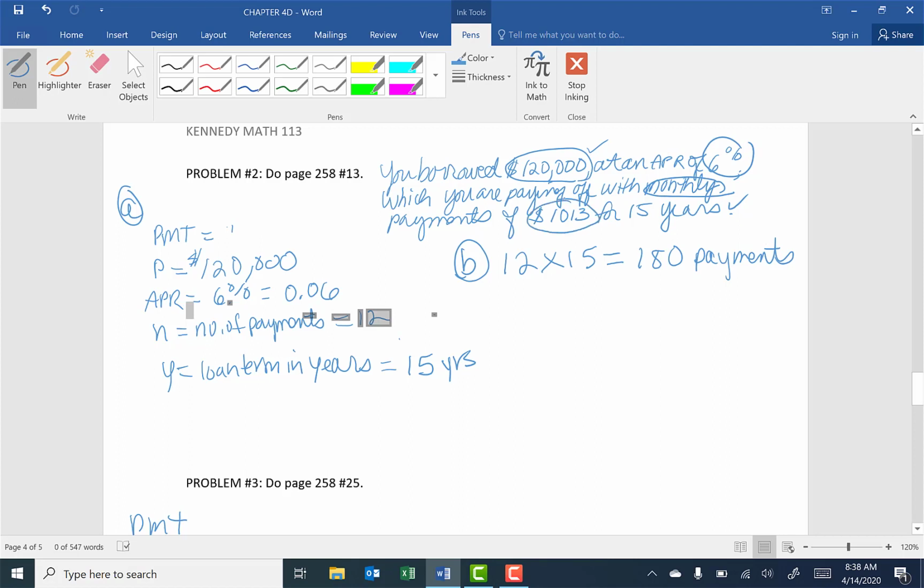And what will we be paying over the course of that loan? Well, if we're paying this much each month, let's take our 180 payments and multiply it by our 1013, which is our monthly payment, and we're going to get $182,340. Okay, that's what we're paying over the lifetime of the loan.